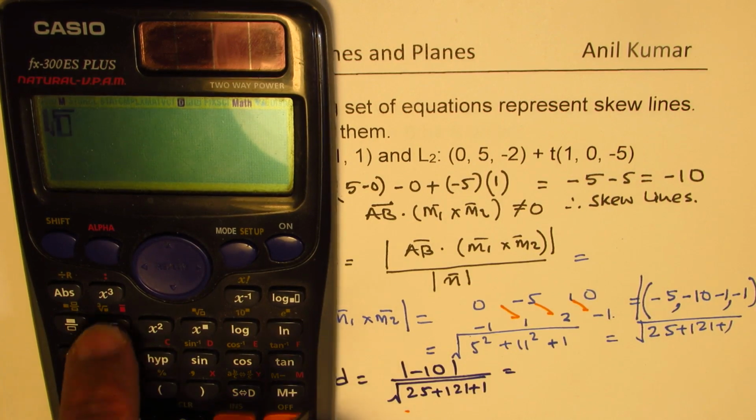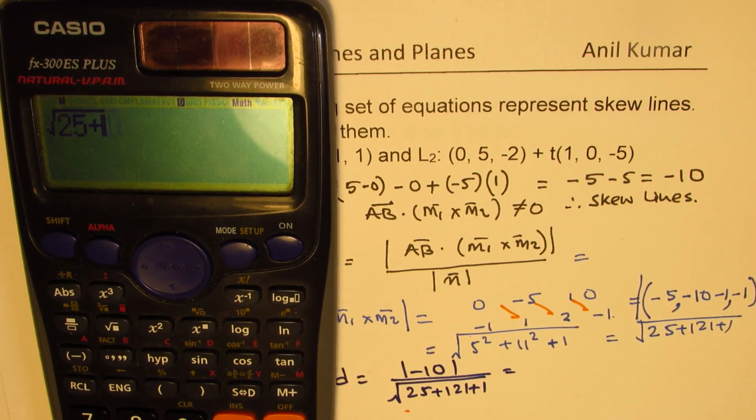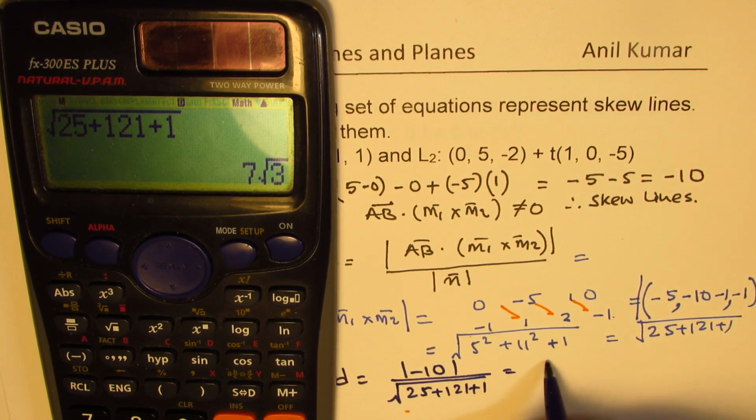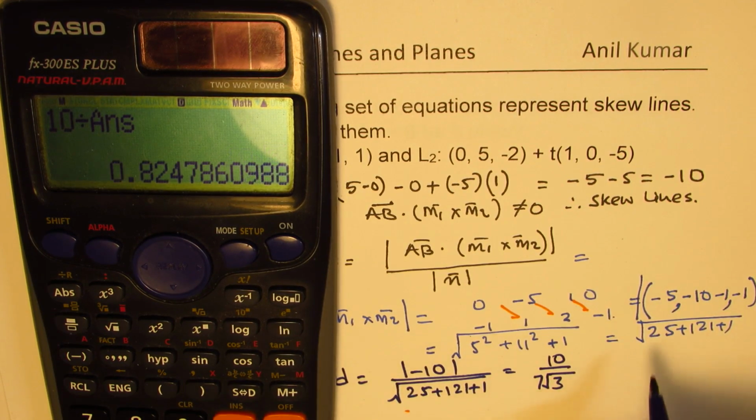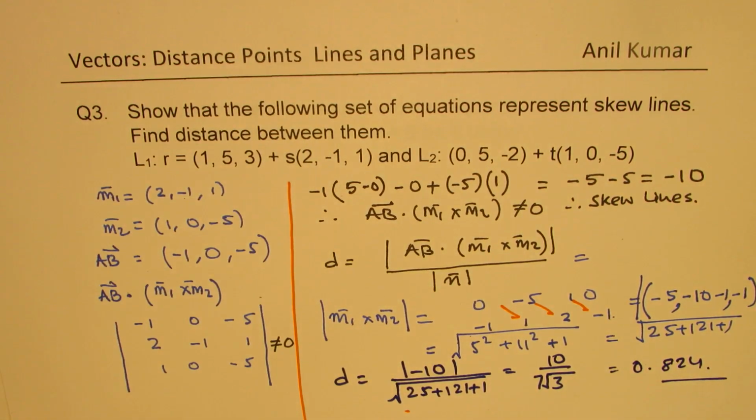So square root of 25 plus 121 plus 1 is basically equal to 7 square root 3. So we have 10 over 7 square root 3. Correct? So we'll do 10 divided by the answer, which in decimals equals 0.824. Is it okay? So that becomes the answer for the distance between these two skew lines.